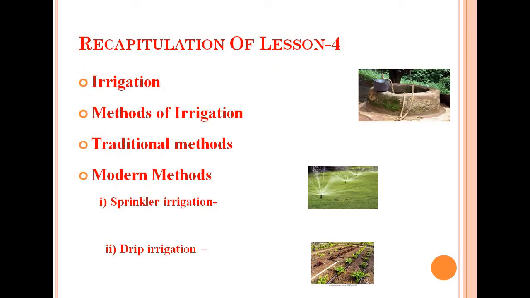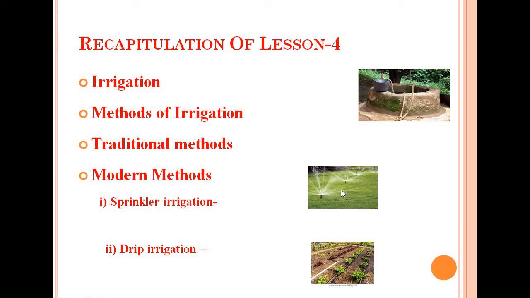In lesson 4 we went on to irrigation, which is also an important step in the agricultural practices. Irrigation refers to the artificial application of water to the soil for assisting the growth of crops. We also came to know about 2 methods of irrigation: the traditional method, and you can see in this picture the well as one example, and the modern methods. The modern methods are again divided into 2 parts: sprinkler irrigation and drip irrigation.